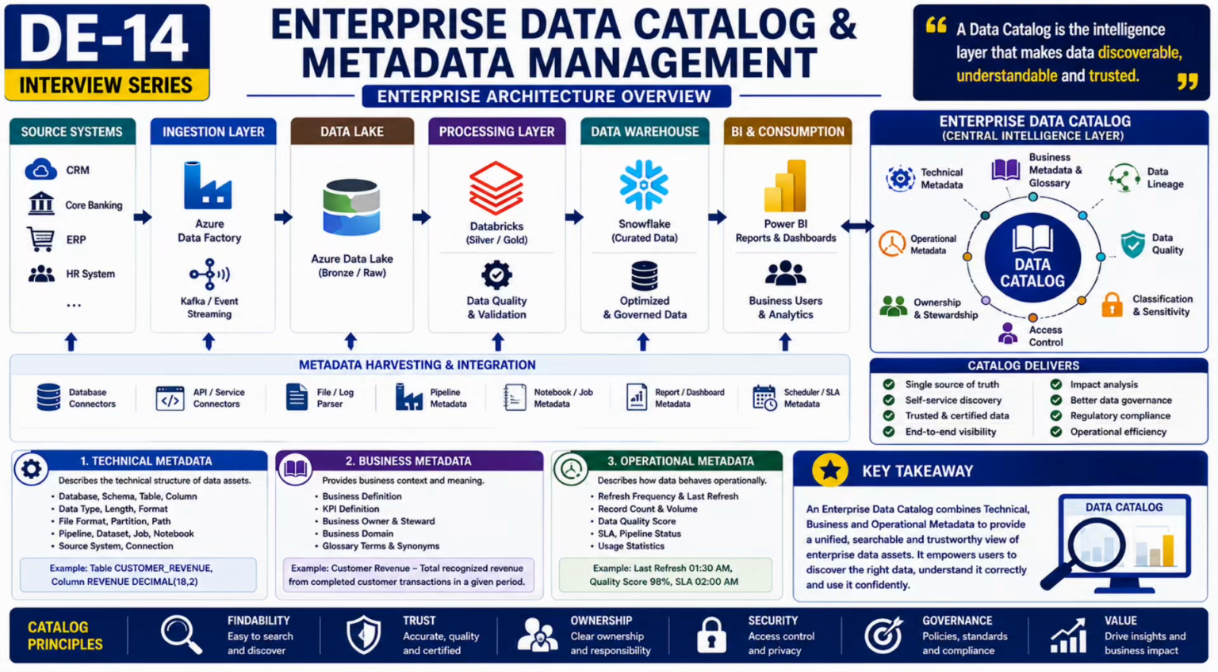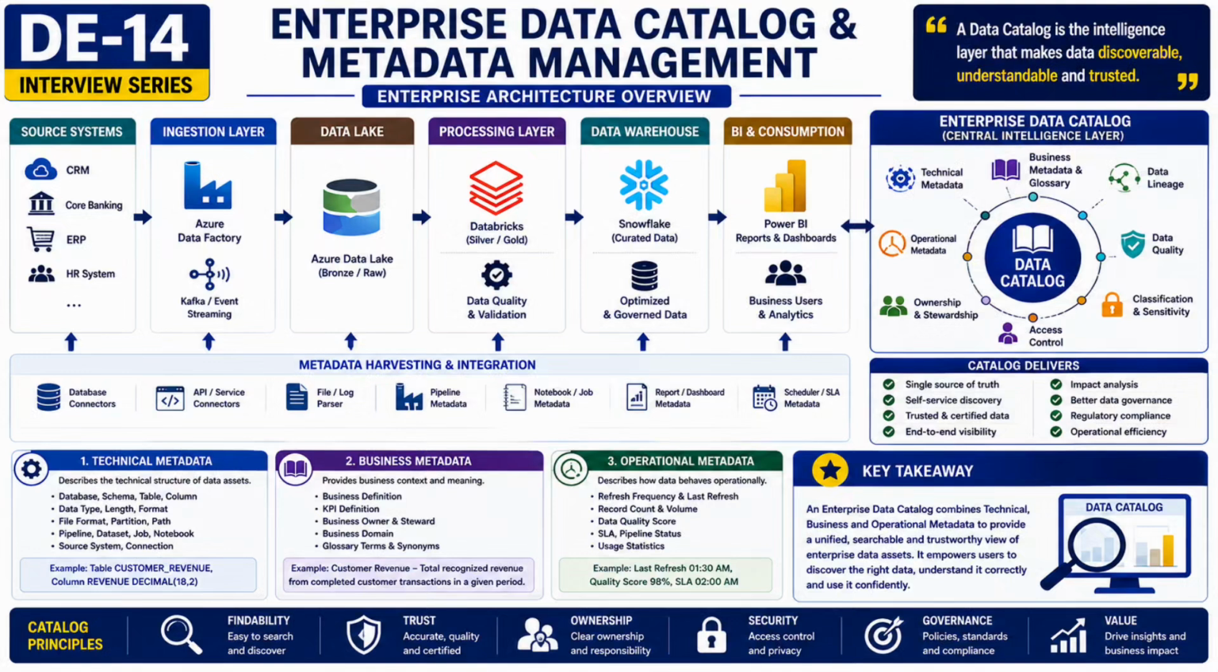For example, from SQL Server, it may collect database, schema, table, column, data type, and relationships. From ADF, it can collect pipeline, activity, dataset, source, target, and dependencies. From Databricks, we can collect tables, notebooks, jobs, schemas, and lineage information. From Power BI, we can discover datasets, reports, dashboards, and consumption relationships. So metadata is continuously collected from different parts of the platform and brought into the catalog.